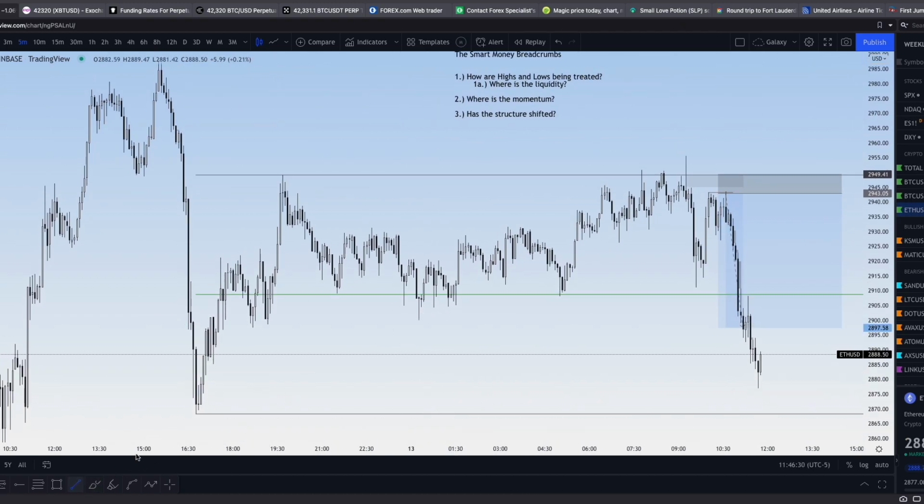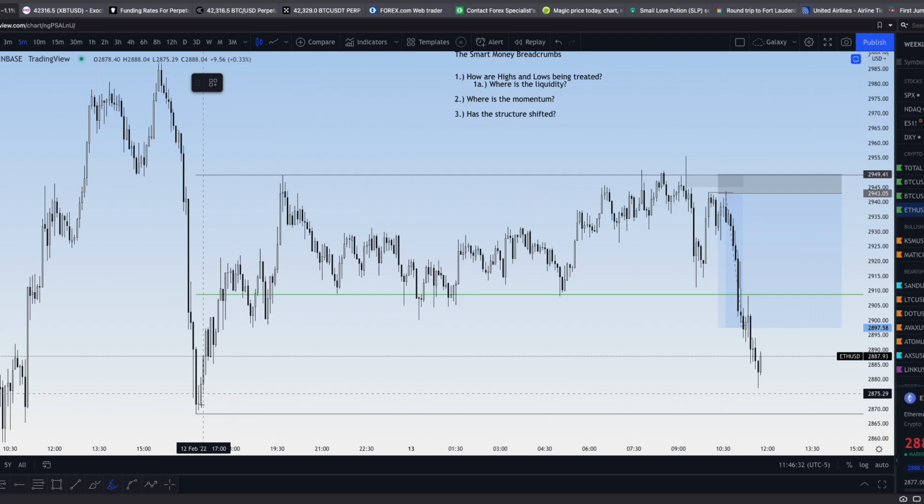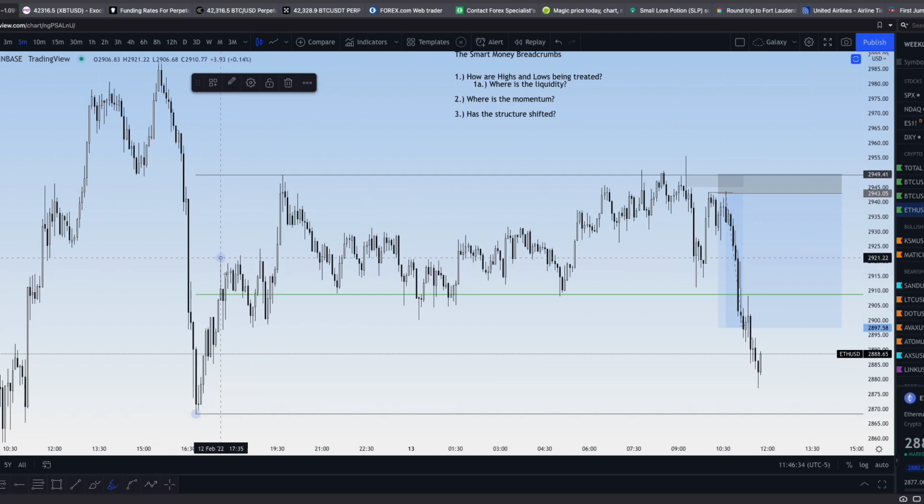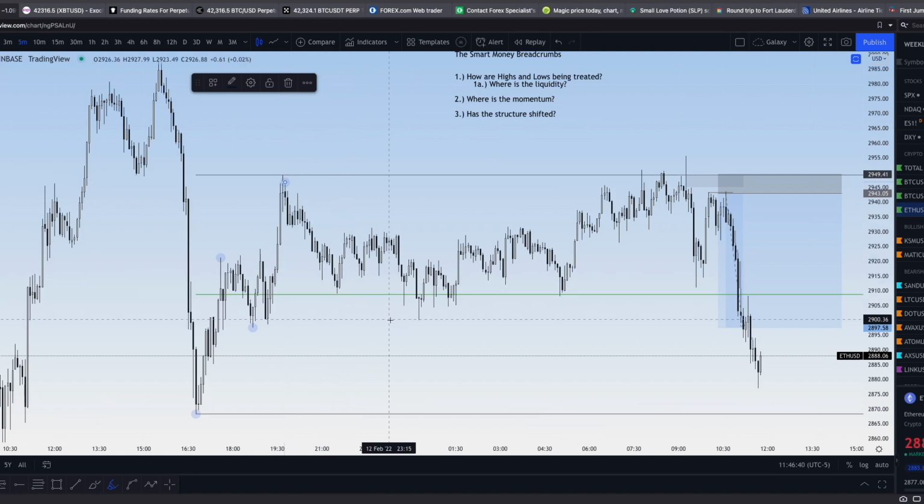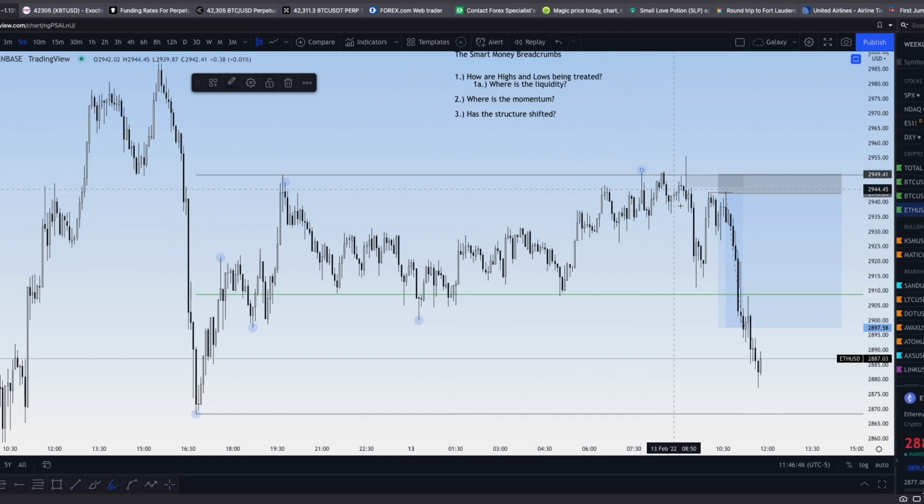When you go to this, you can start marking out where the highs and lows are. So we have this low, high, low, high. You can mark out this low. The next high would be here. And then low to high.